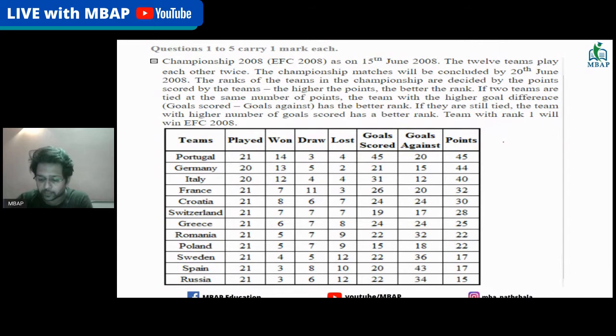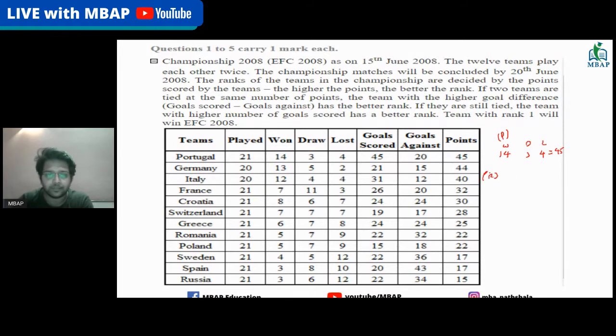For this, you have to relate. Think it through. Be live for the next 5 minutes, and all your thinking perspective will change. Portugal won 14, drew 3, lost 4. The total number of points it has is 45.